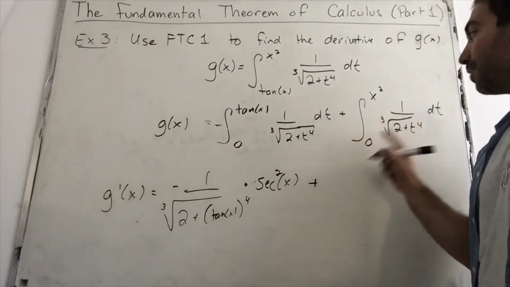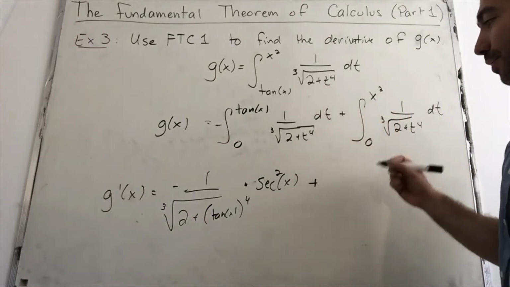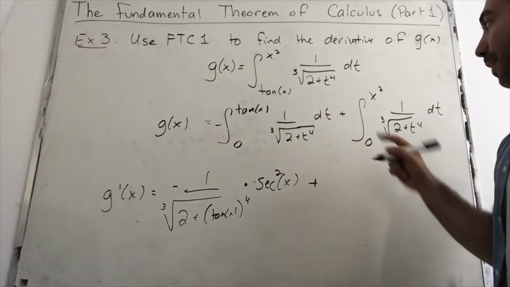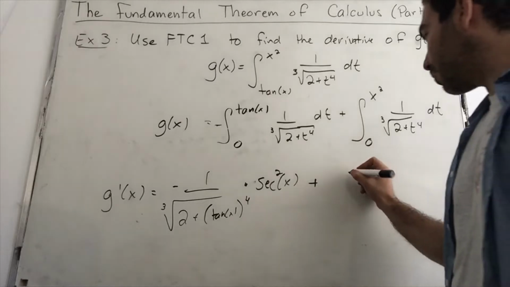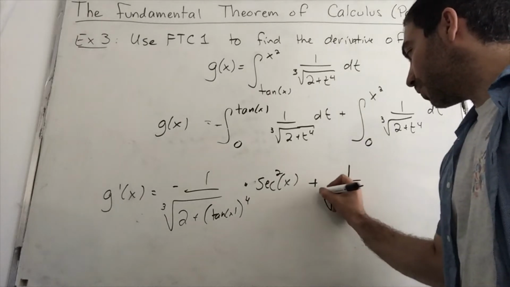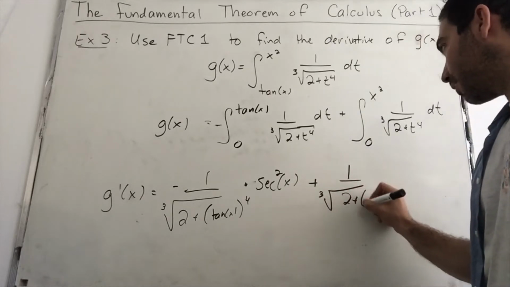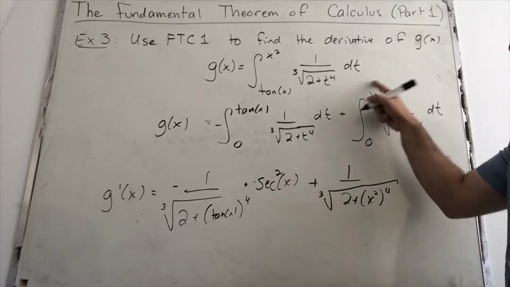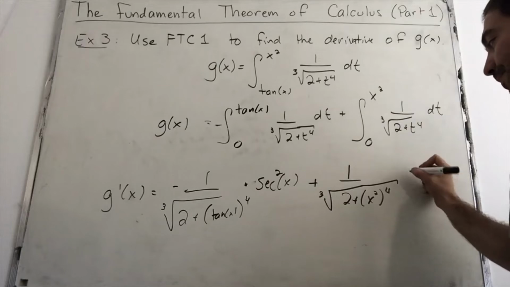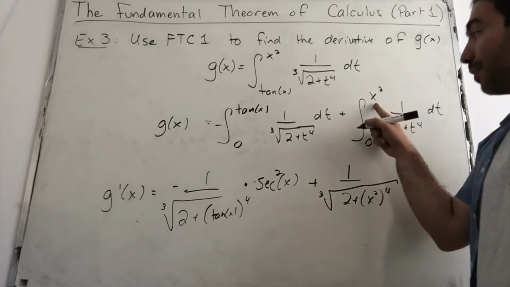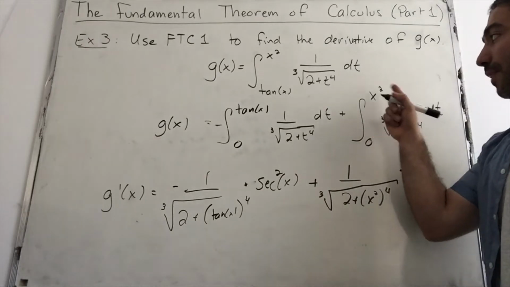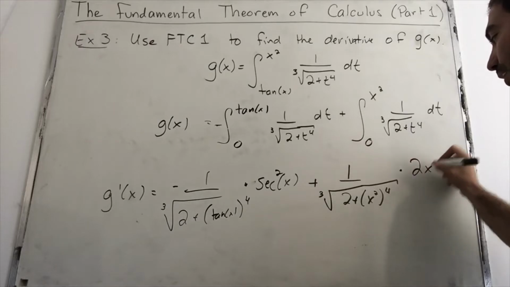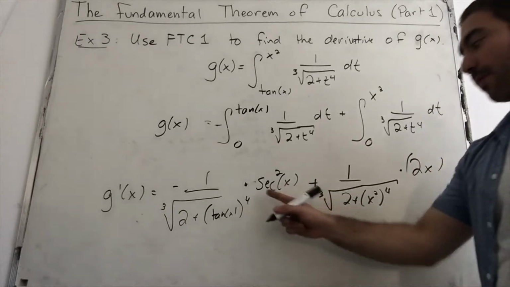Plus, let's do this piece over here. So again, the function's continuous. We could derive by removing the integral sign, leaving us with 1 over cubed root of 2 plus x squared to the 4. Right, so we're substituting the x squared with our t, multiplied by the derivative of x squared, giving us times 2x. Okay, and this is our final answer.